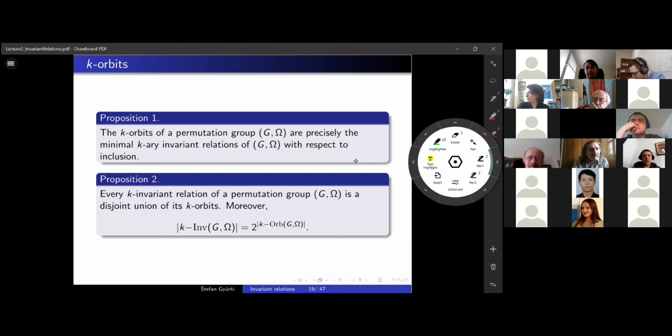So it is clear that if a k-ary relation has to be invariant, then it should be a union of k-orbits, because with each element, I have to put the full k-orbit into that set. That means that the knowledge of the full set of k-orbits provides me the knowledge of the full set of k-ary invariant relations of a permutation group, and also the number of such k-ary invariant relations.